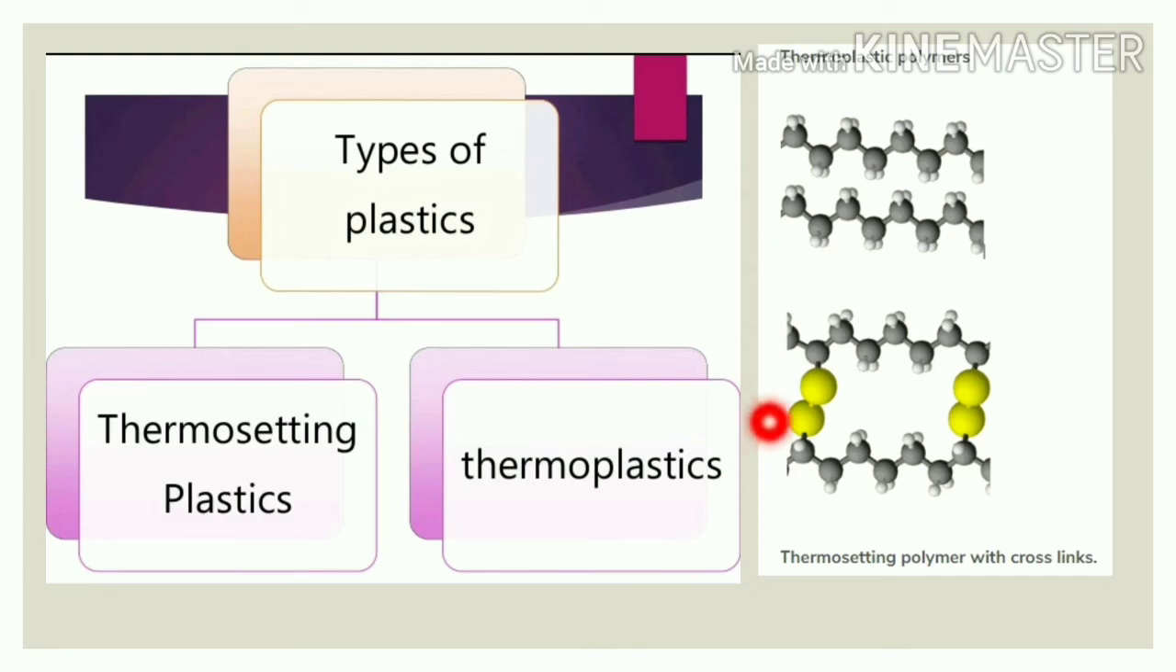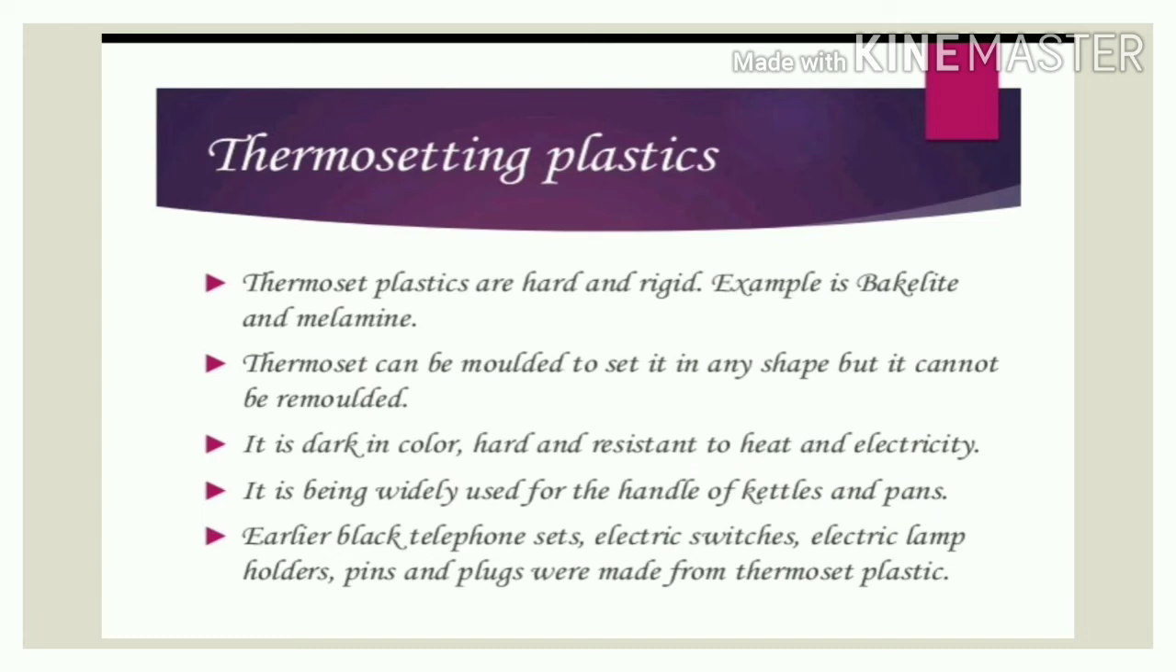Look at this picture. This is a monomer which goes through the polymerization process and forms a polymer, right? So this one is a thermoplastic, and look at here. It has a cross link. I have shown you the picture of cross link polymer. So thermosetting plastic actually has this kind of polymer that is joined in a cross link. So what is thermosetting plastic? Thermosetting plastics.